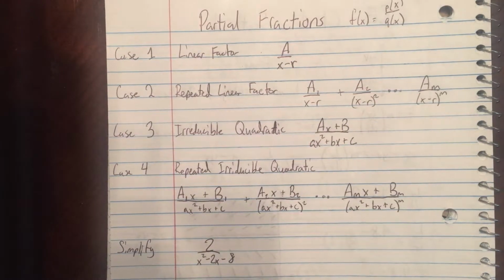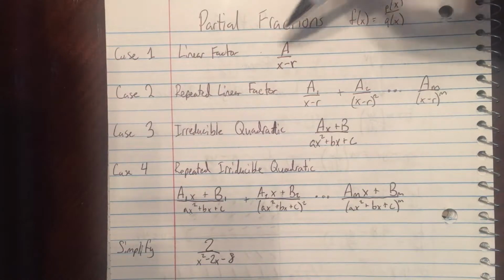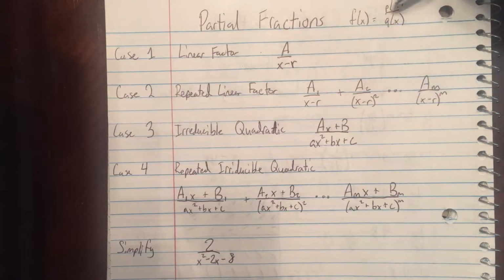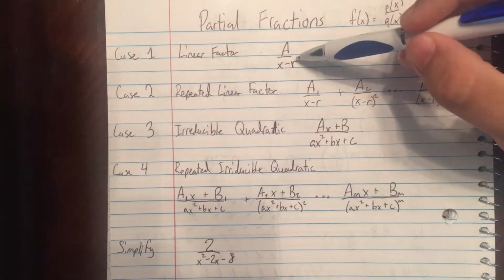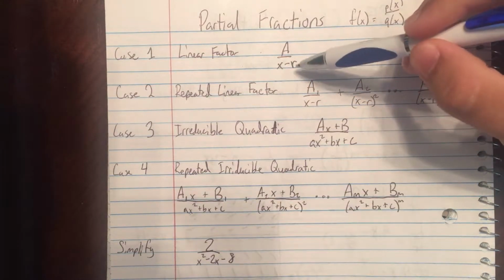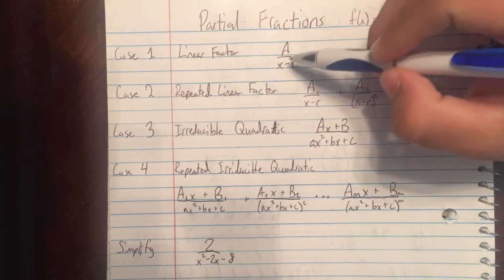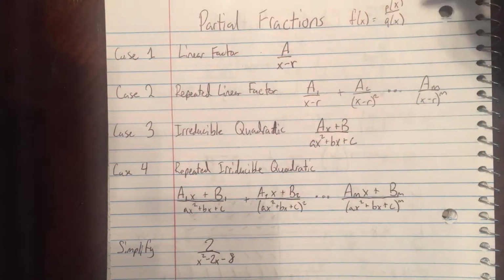So we have four main cases. There's a couple other, but you really don't run into them, and you can solve them in very similar ways to this. So case one, we'll have a linear factor. We can have some constant or some function p of x on the top, and it's over x minus r, which is going to be like some constant. So we'll just put the constant a over this, and we'll set it equal to p of x.